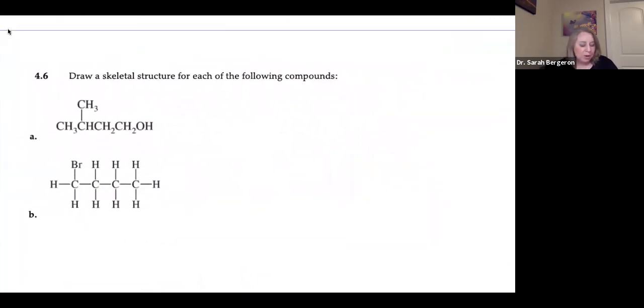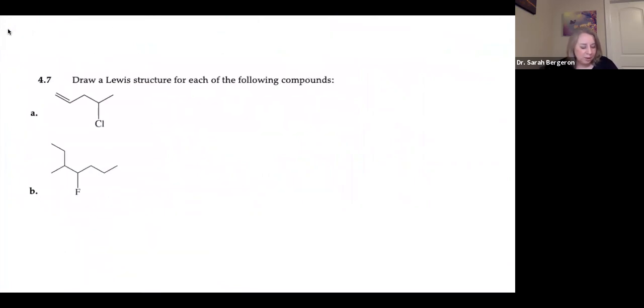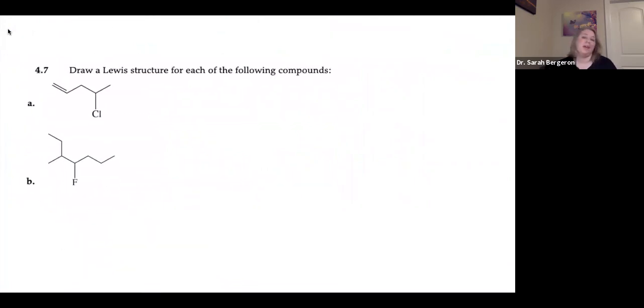Okay, let's go down. That's for us to do in class. Here we go. Draw a Lewis structure for the following compounds. So now we're kind of going in reverse. We're given this bare bones stuff and we're told to draw something more complete, right? Okay, so what I like to do is I like to highlight what's different in this, right? And I like to number my carbons in here. So I'm going to number my carbons.